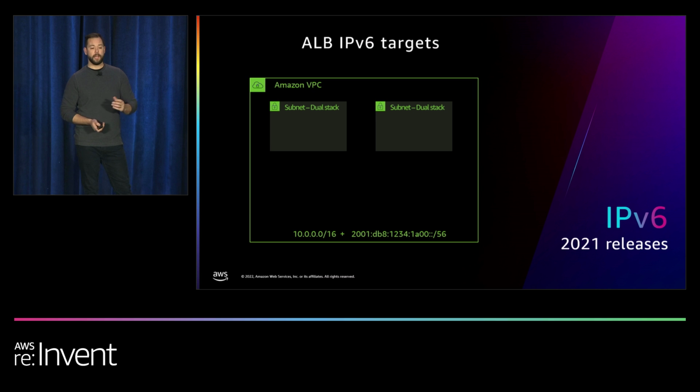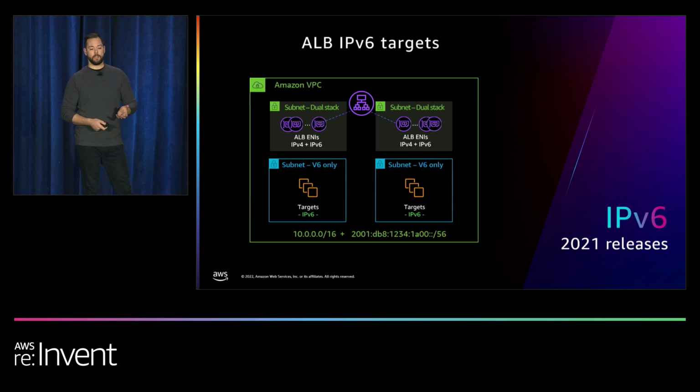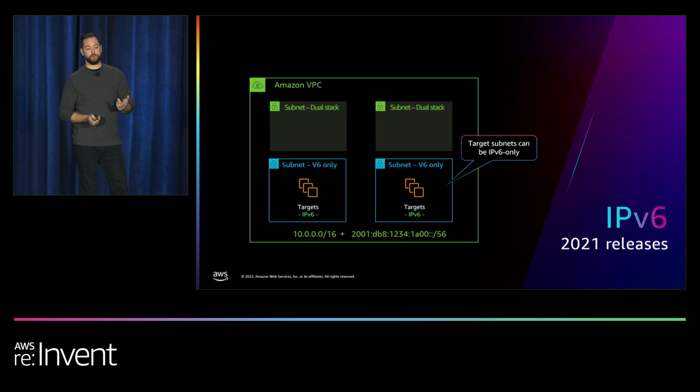We also have ALB v6 targets. And so in this case, the targets or the area that's scaling where you need a lot of IP addresses can be only v6. Now we also have that for NLB as well. So ALB and NLB v6 targets.